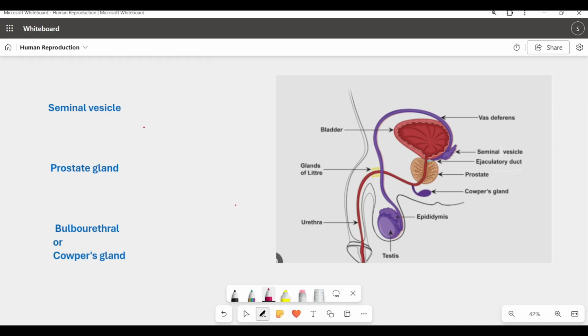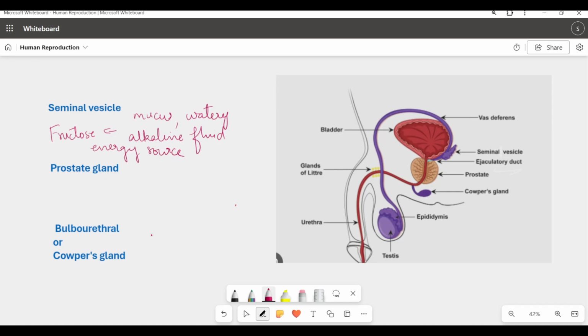The male reproductive system has three major glands. The first one is the seminal vesicle. In this figure you can see the seminal vesicle here. These seminal vesicles secrete mucus and an alkaline watery fluid, and this fluid has fructose in it. This fructose is significant because it acts as an energy source for the sperm.